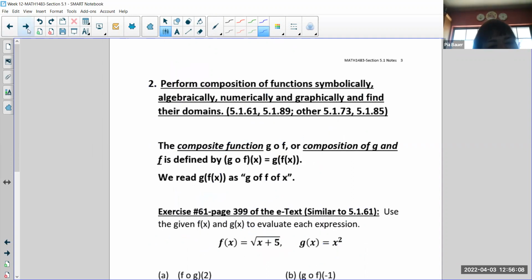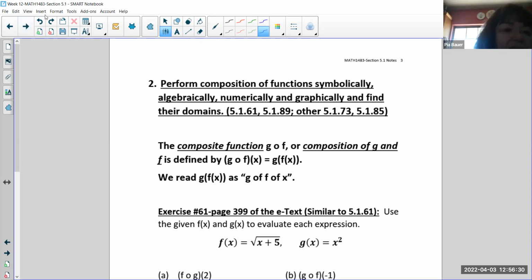So the second part of this function is working with compositions of functions, and compositions of functions also involves operations with functions, but it's not always multiplication, it's not always division, it's not always addition. It's basically substituting one function into the other.